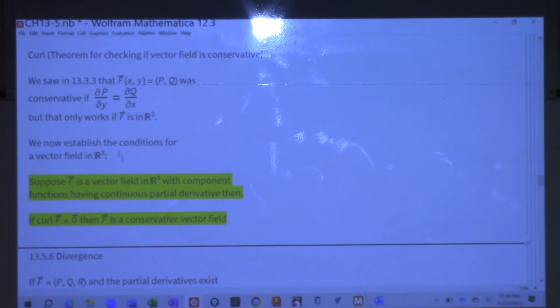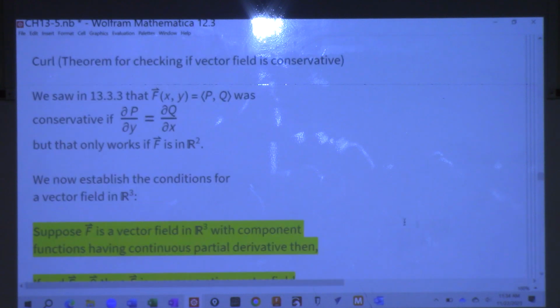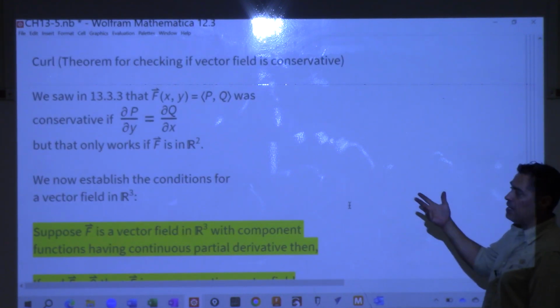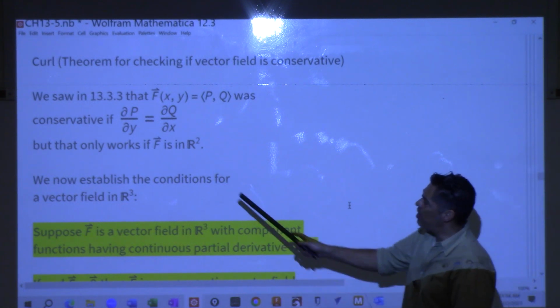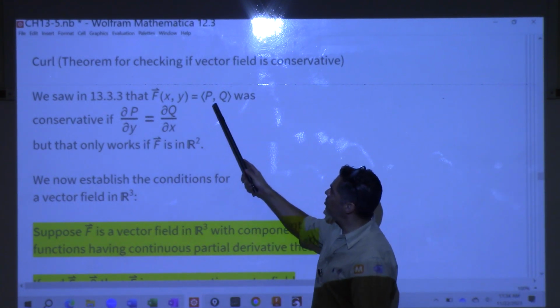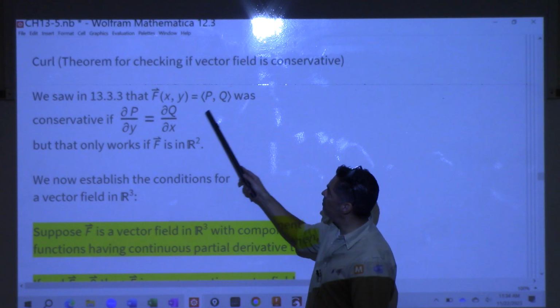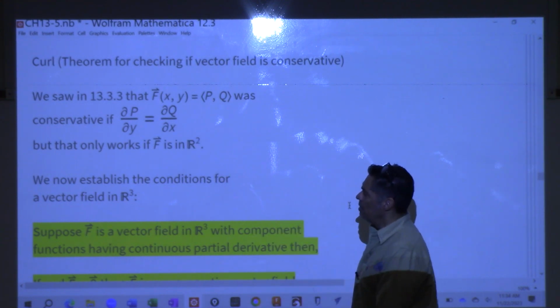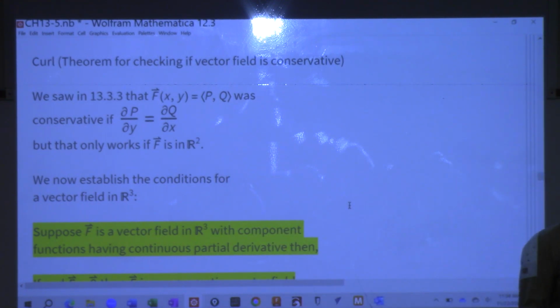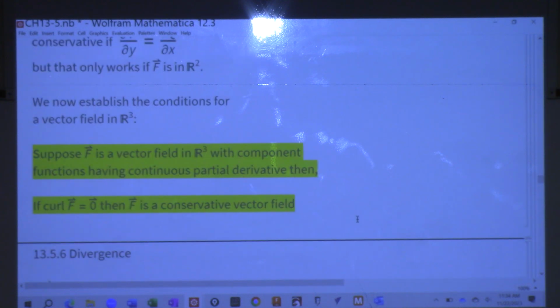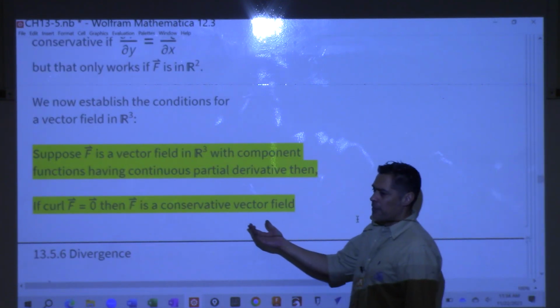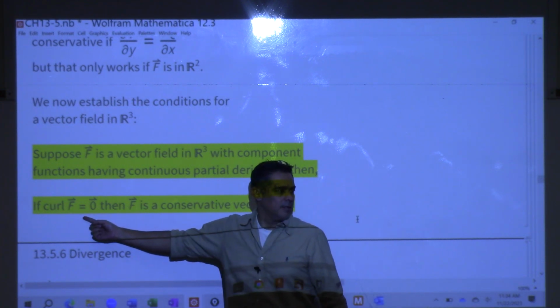to see if it's conservative, that means the field is the gradient vector field. It's the gradient of a scalar function. We would check this. We would need the partial of this with respect to y to be equal to the partial of this with respect to x. But it only worked in two-dimensional space. In three-dimensional space, it's pretty simple. That's it right there.